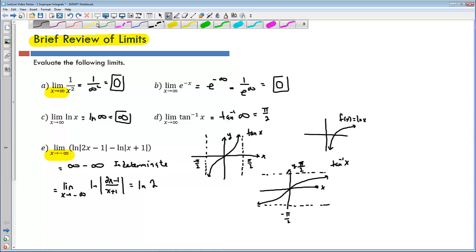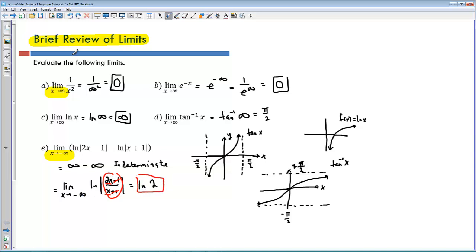Remember, when you're working with a rational expression and limits at infinity, all you care about are the biggest degree terms. So you have a 2x over an x, so it's really just a 2 as you go to negative infinity. In some sense, you can cancel off these lower degree terms, because these are the only ones that matter as you go to negative infinity. So we get ln of 2 for this one.